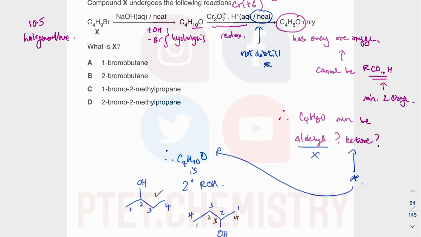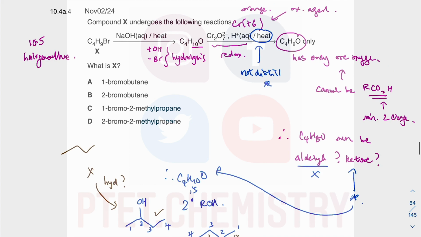If that is your alcohol, that means hydrolysis. Then what is X? Previously we mentioned hydrolysis where we substitute out the Br to become OH. So there must be Br. And from that argument, this must be 2-bromobutane: 4 carbon, butane, position 2, 2-bromo.